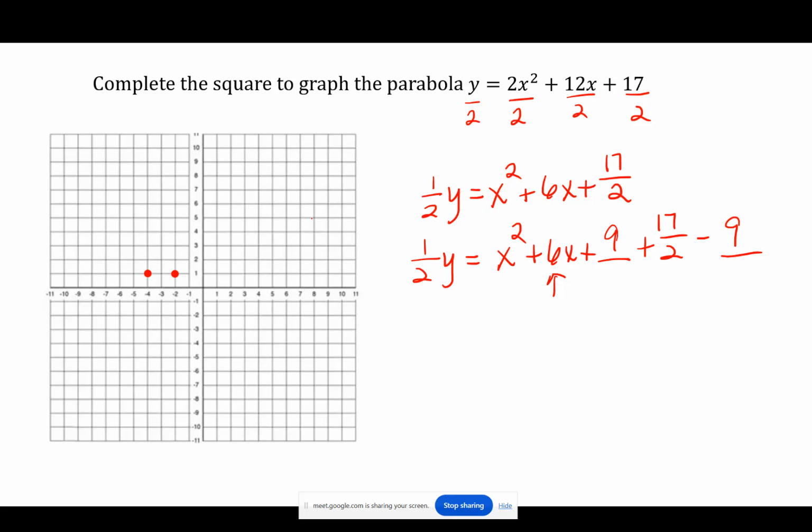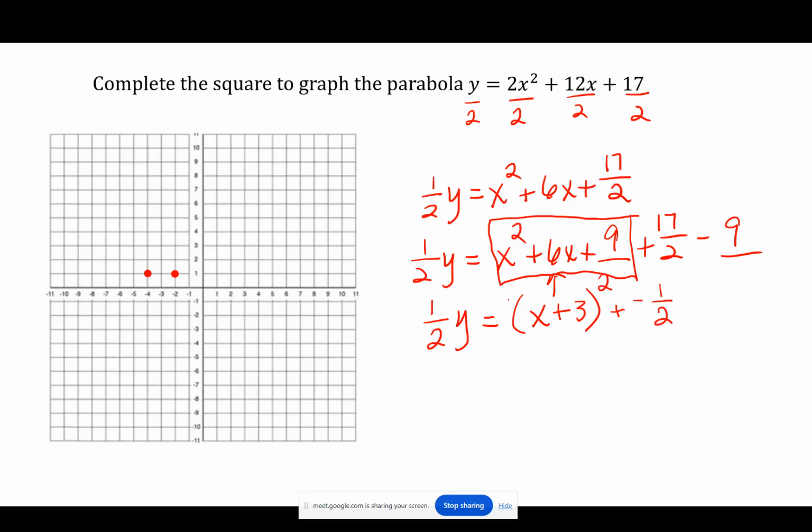When you do that, you're going to end up with 1/2 y is equal to the quantity x plus, and remember it's half the x coefficient, which is 3, squared. That's this whole thing here. This perfect square trinomial can be written in that way, x plus 3 quantity squared. And then you have 17/2 minus 18/2, which is just going to give you negative 1/2. So now we're done. We've completed the square, and now we can multiply both sides of the equation by 2 to get y by itself.